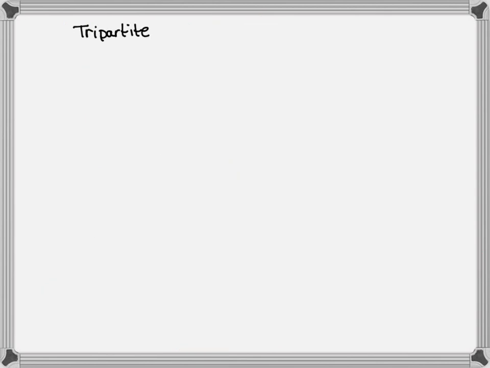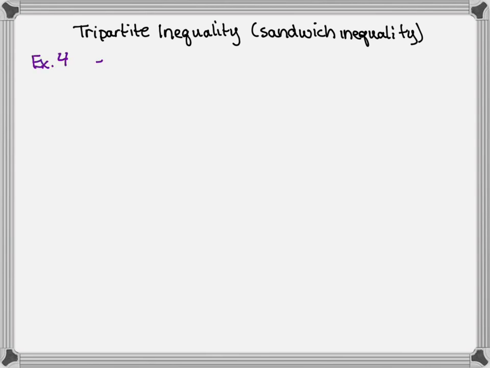Let's look at one more example, which is sometimes called a tripartite inequality or sometimes a sandwich inequality, which is basically just another form of an and. So for example, negative 5 less than or equal to 4 minus 3x less than 2. So we have 3 parts of the inequality.